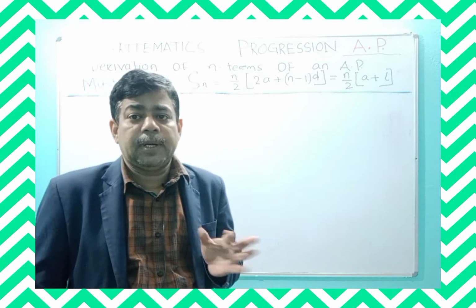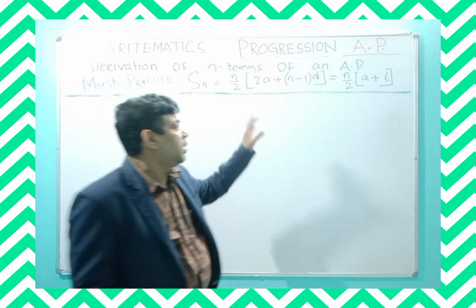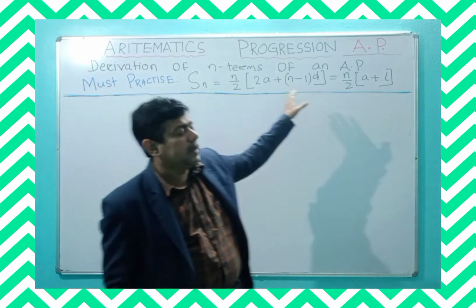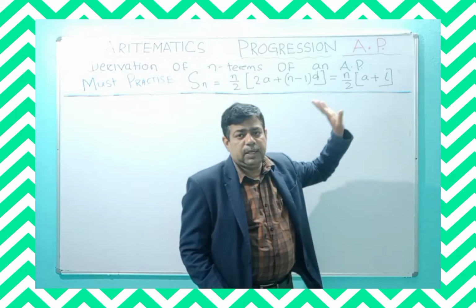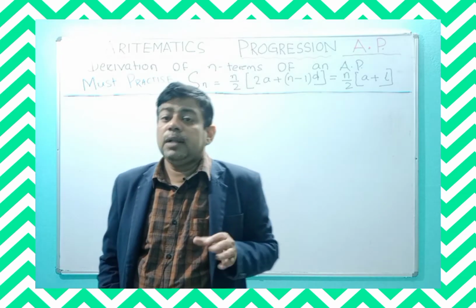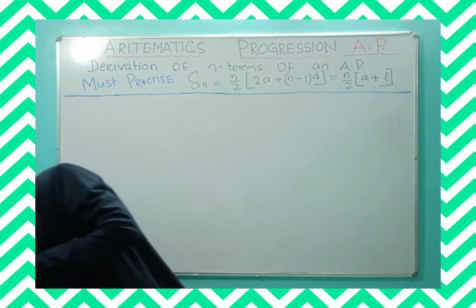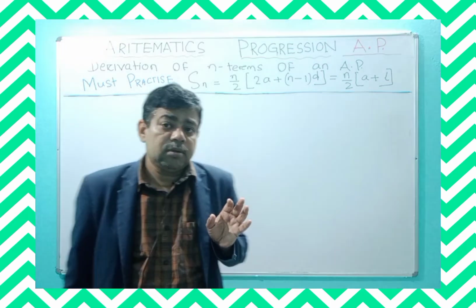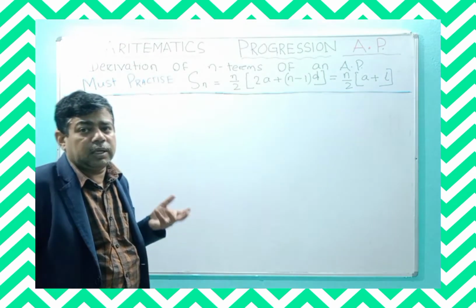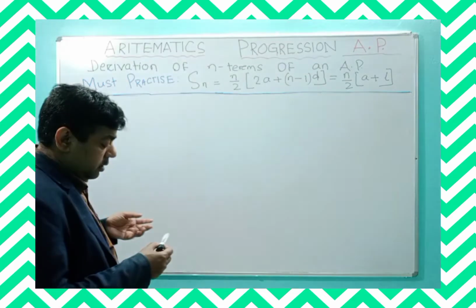If the last term of an AP is given, we can also find the sum of n terms of an AP whose first term is a, the last term is l, and the number of terms, how many terms we are going to add, is n. Let's see how to derive this. This is a very interesting concept and derivation.